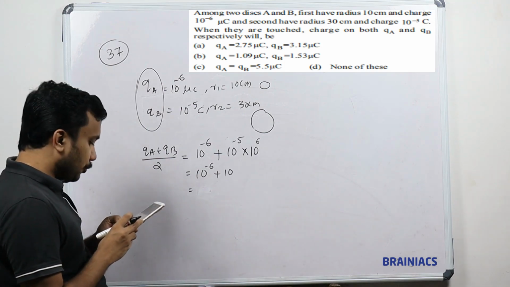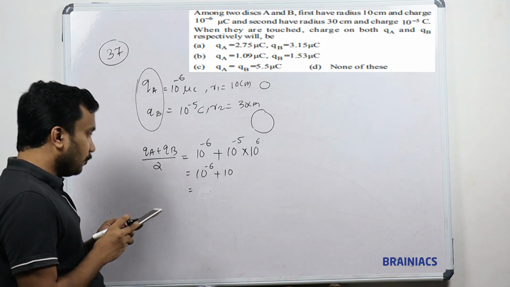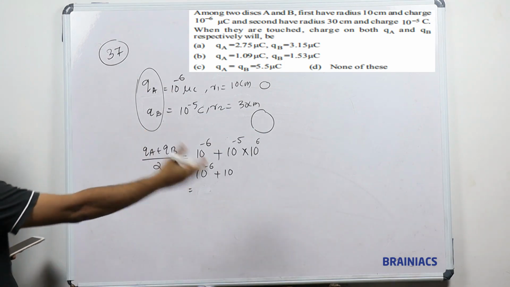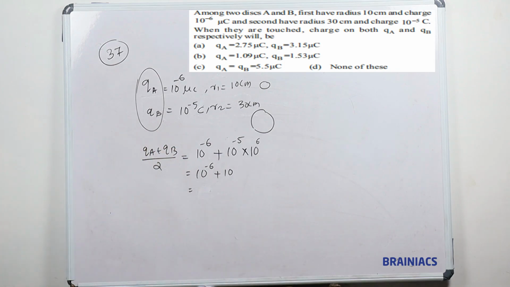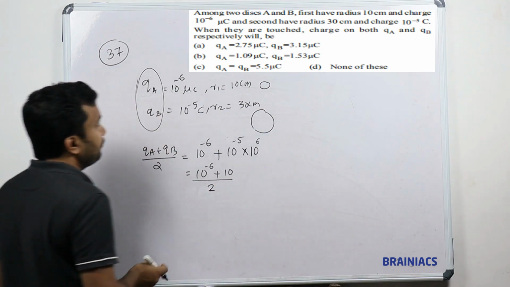So both bodies will attain the same charge. What will be the same charge? It is the sum of the two bodies, QA plus QB, and the other one will also have the same charge, which is attained by these two bodies. There are no differences in charge between the two bodies. Okay, so one has 10 power minus 6 coulomb and another has 10 power minus 5 coulomb. So the whole divided by 2 is the total charge here.